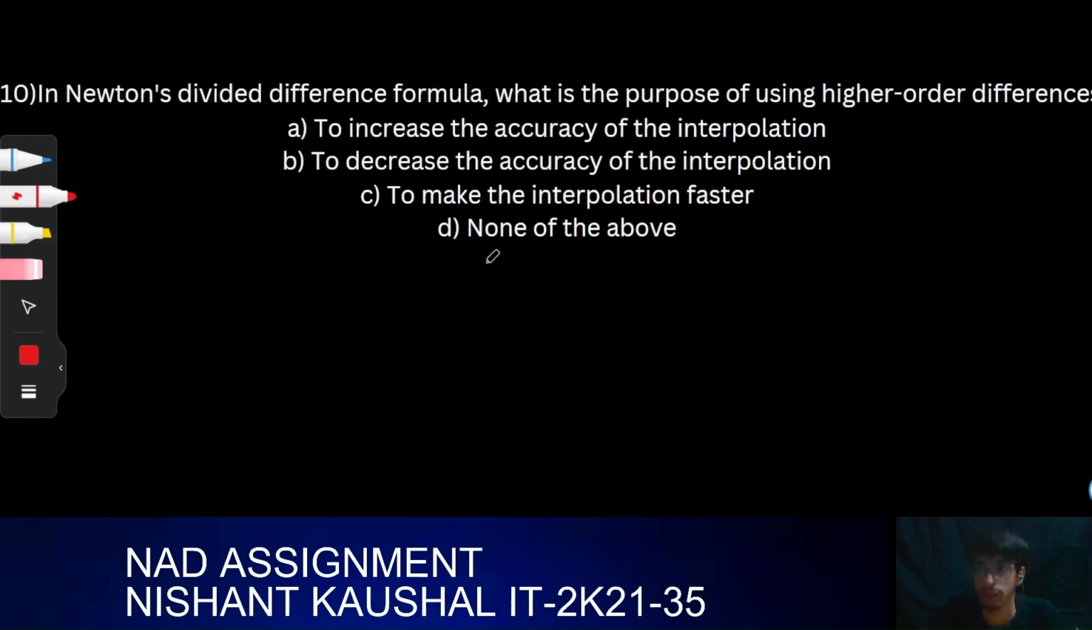Let us proceed to question number 10. In Newton divided difference formula, what is the purpose of using higher order differences? To increase the accuracy of the interpolation? Yes, that can be true. To decrease the accuracy of interpolation? No. To make interpolation faster? Nah. D, none of the above? No, none of the above cannot be because A is looking true.